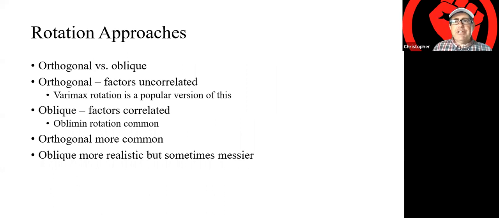So in terms of rotation approaches, there's two general approaches: orthogonal approaches and oblique approaches. Orthogonal means that our factors are forced to be uncorrelated. Varimax rotation is a very popular version of this. There's other versions of it as well. And then there's oblique rotations. With oblique rotations, our factors are actually correlated. Oblimin is one very common approach here.